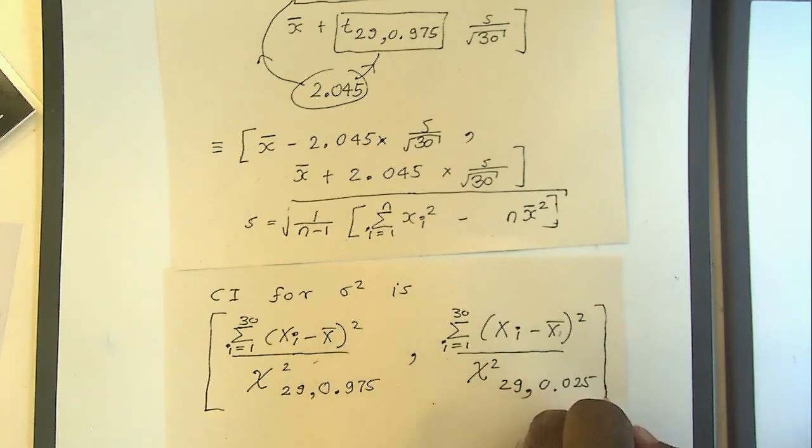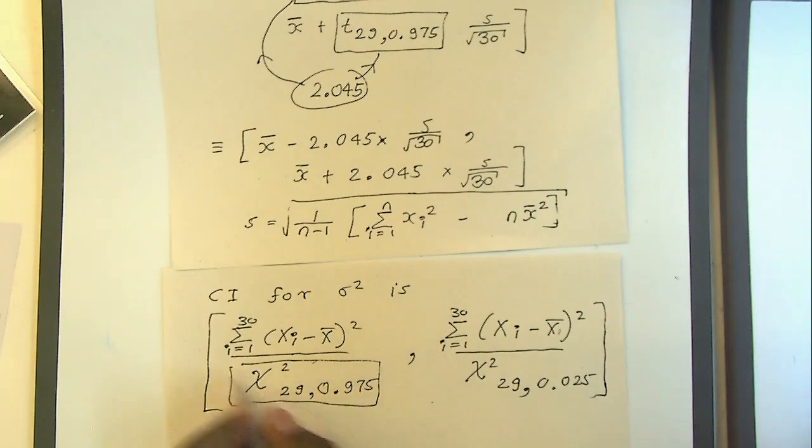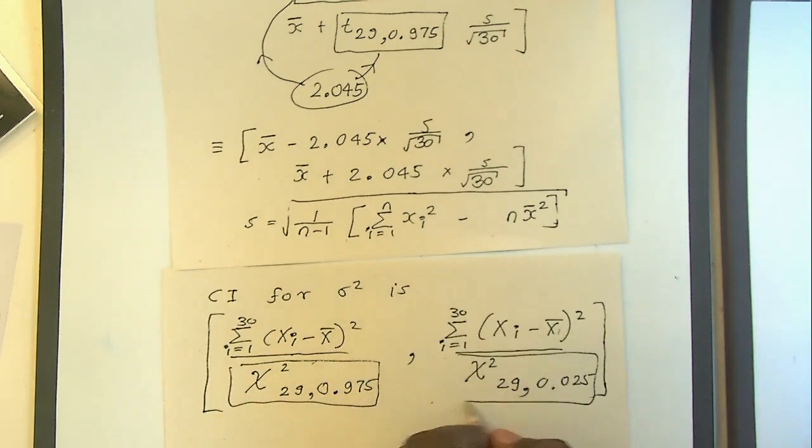Now we need to use the table one more time to read these two guys here. Now if you look at the table for the chi-square distribution, which I gave you, which is in front of you, when you find the table, guys, here we are.